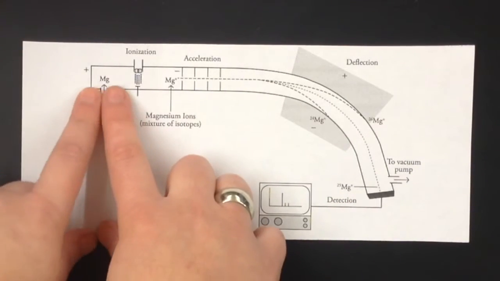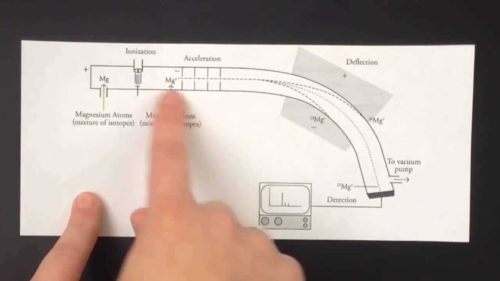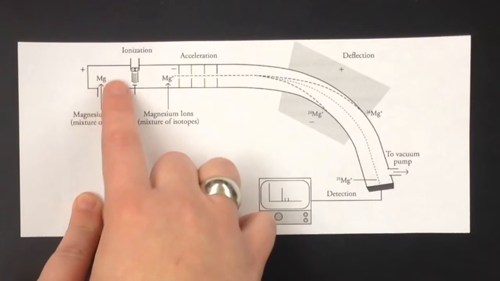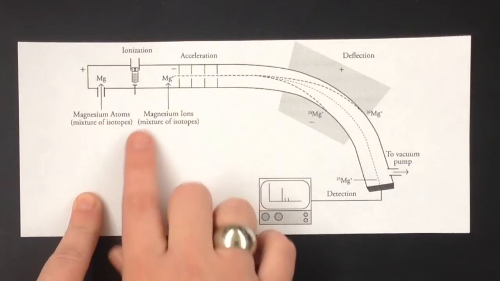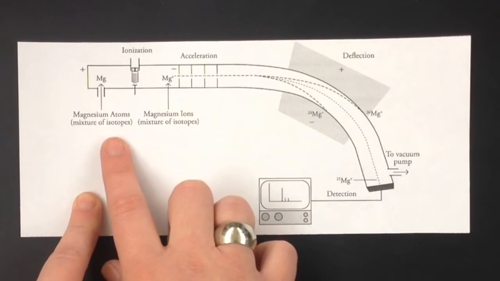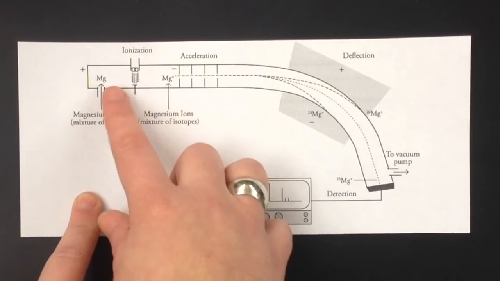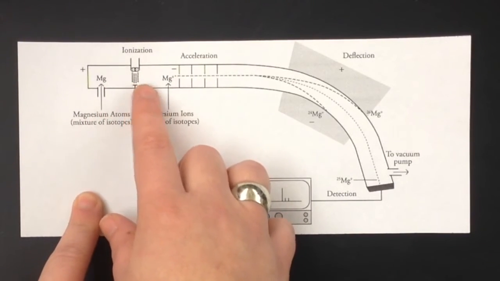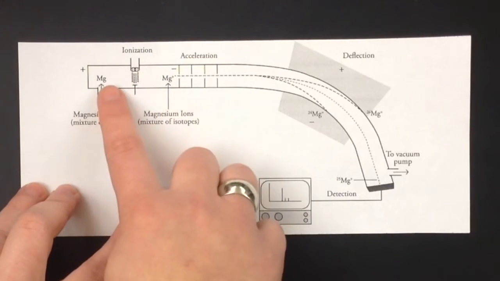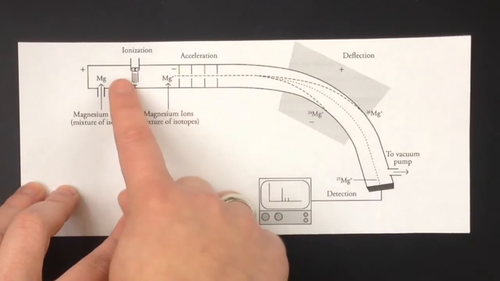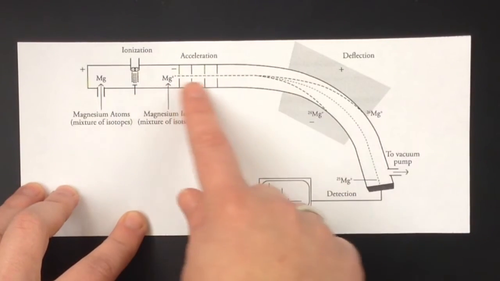And so down here at this side is kind of the start. The example in this drawing is magnesium. So over here you'd put a sample of magnesium atoms. So that's a mixture of the isotopes of magnesium. And then the magnesium is going to be ionized. So it's going to be heated up and broken apart so that it turns into its ions. And then those magnesium ions are going to go down this tunnel and they're going to be accelerated, so they're going to move really fast.